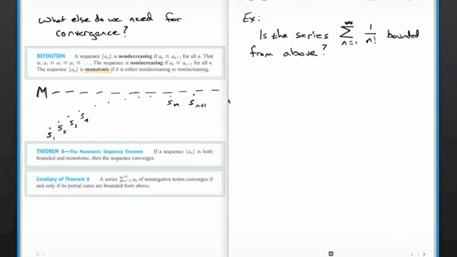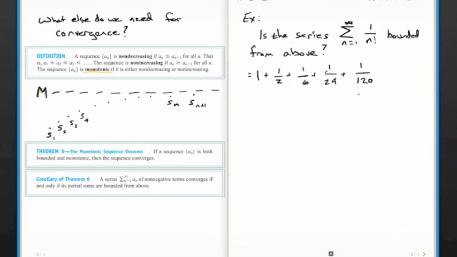All right, well, let's write a few terms out. It's always a good place to start with that. That will be 1 plus 1 over 2 factorial, which is just 1 over 2, plus 1 over 3 factorial, which is 1 over 6, plus 1 over 4 factorial, which is 1 over 24, plus 1 over 5 factorial, which is 1 over 120. So we're looking like that.